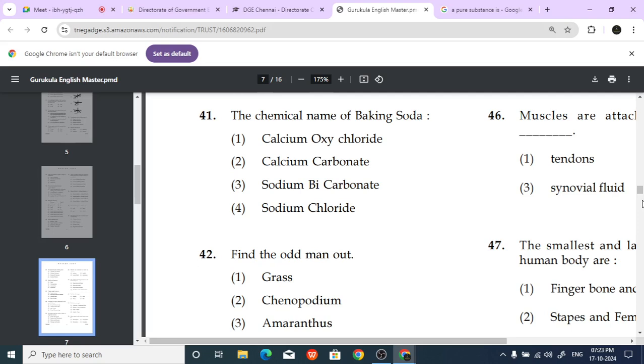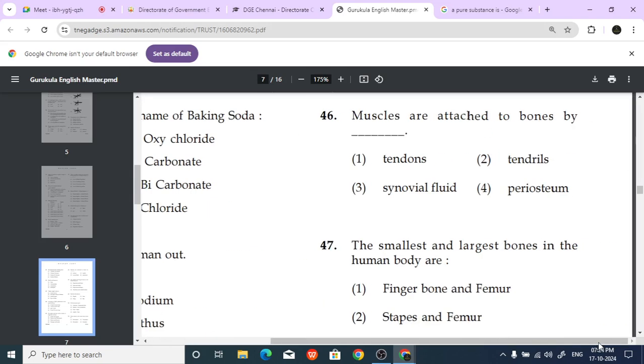The chemical name of baking soda. Sodium bicarbonate, sir. Sodium bicarbonate is the right answer. Baking soda, will you put more quantity or less quantity? I think less quantity, very less, sir. They will put less quantity. You should not put more quantity. Okay, very good. You have to watch what your mother is doing, and from that you can answer some of the questions.